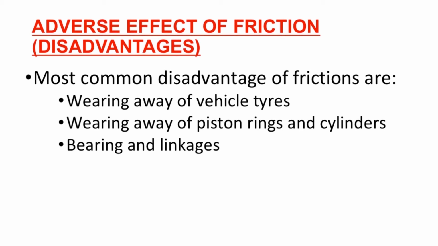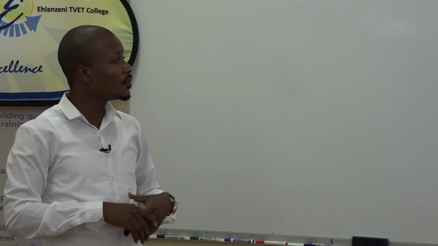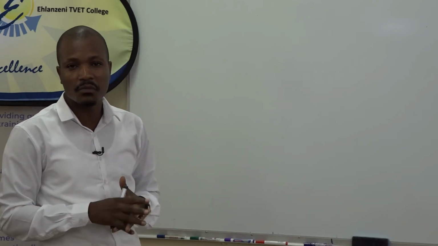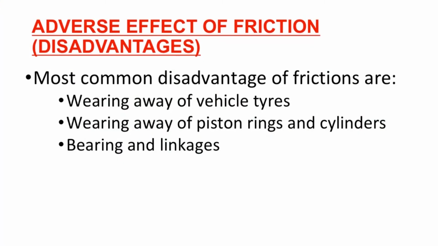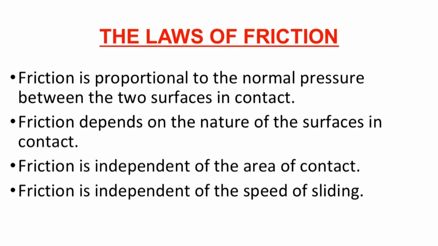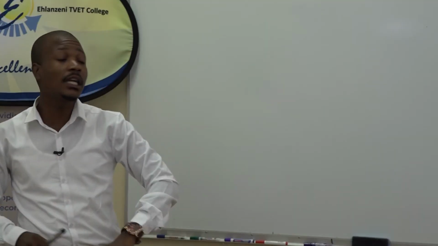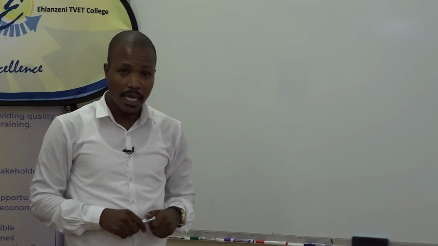Now, when this vehicle is moving on a road surface, the tires will wear away. That is the biggest disadvantage of friction. When you apply your brakes, the tires are wearing away. Then there is the wearing away of piston rings and cylinders in large machinery. There we use piston rings and cylinders for these machines to work. So because of friction, they are at risk of wearing away, as well as wearing away of bearings and linkages. Now, these are the effects of friction. But again, friction is a very nice thing because we mostly use friction in a lot of things. It is very important that we have friction.